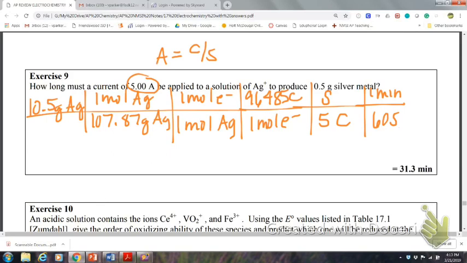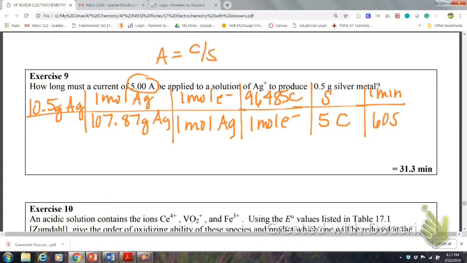I'm not sure if whoever was doing this note packet used 96,500 or 96,485 for that. Most of the time, what you want to use is what they're giving you on the AP packet. If they're giving you 96,485, use that. If they're giving you 96,500, you want to use that. I don't think that they would not give you the point for rounding, but just to be on the safe side, you never know, so you should do that.